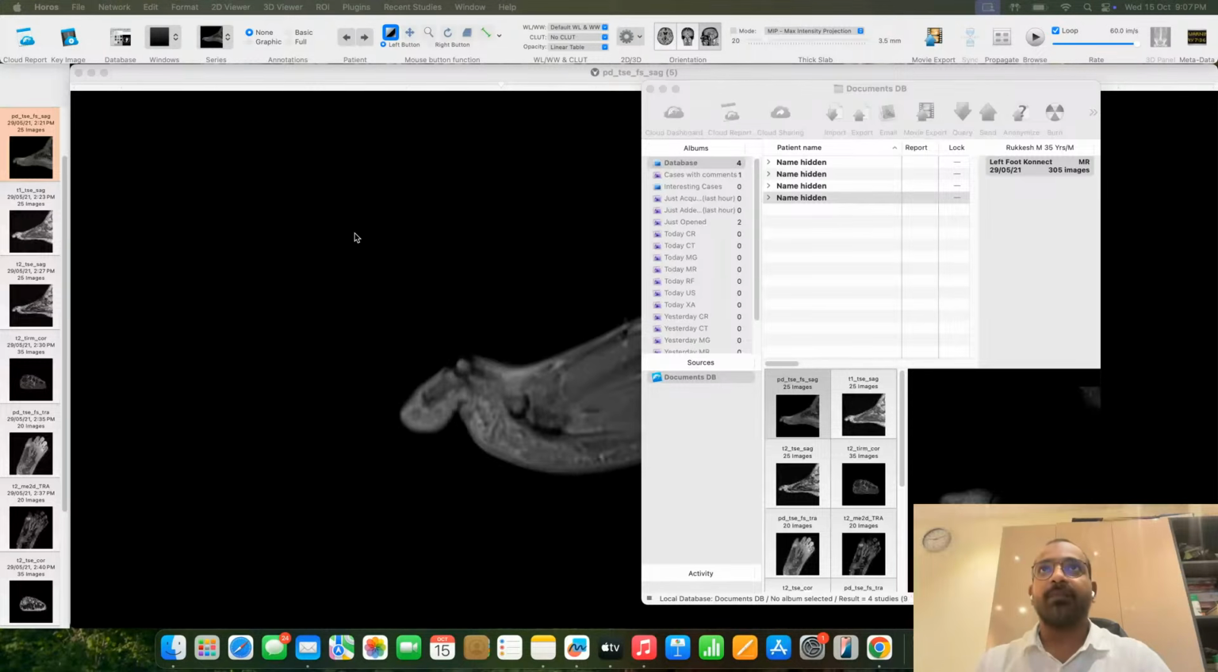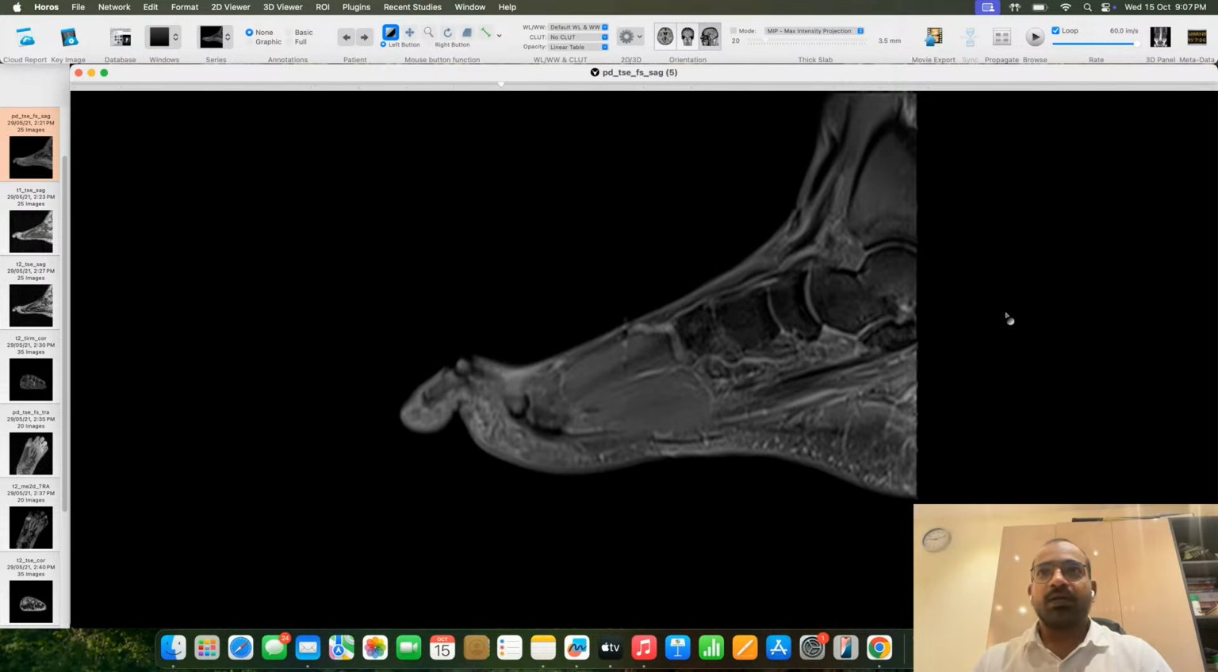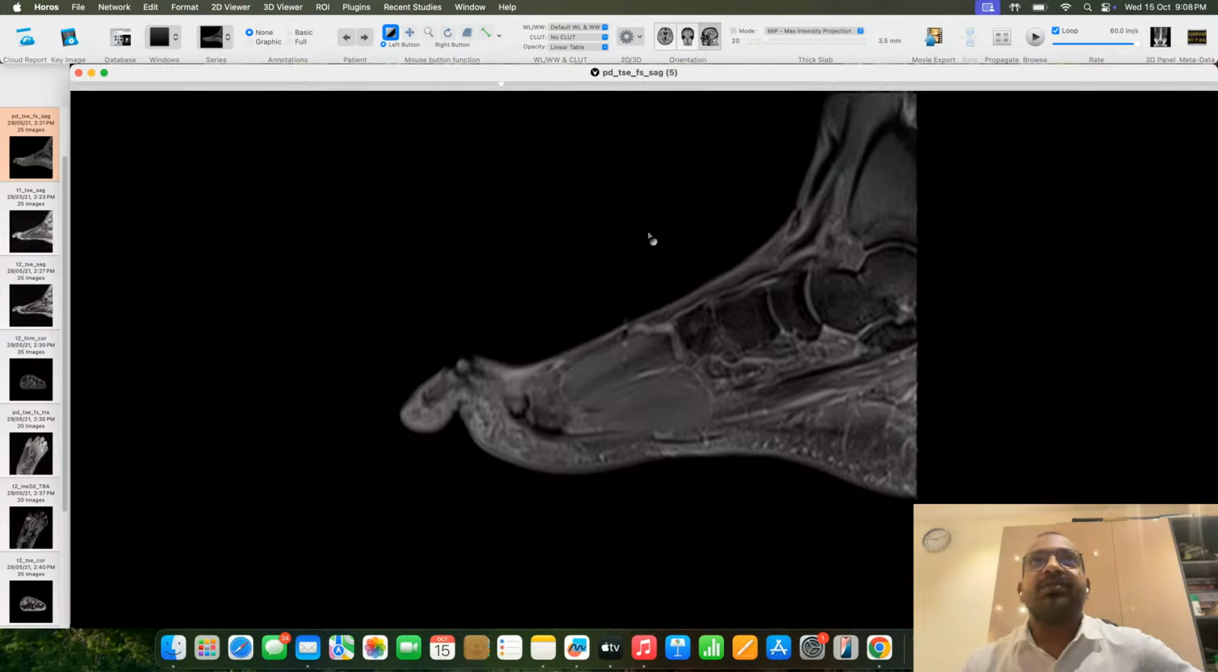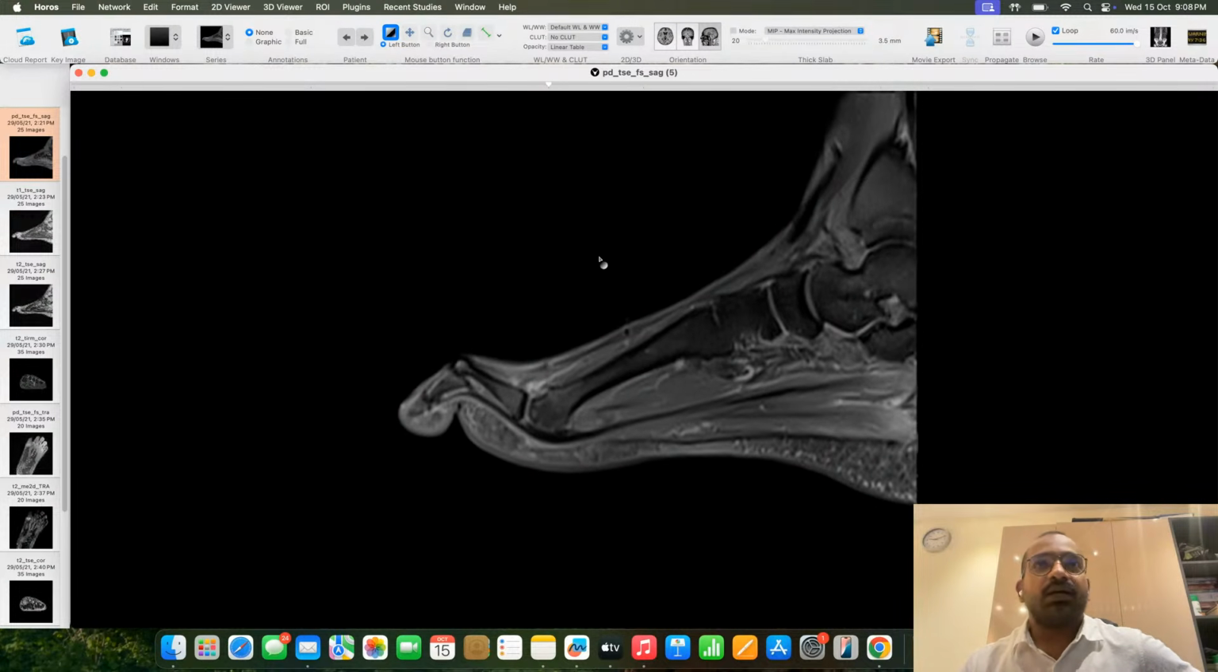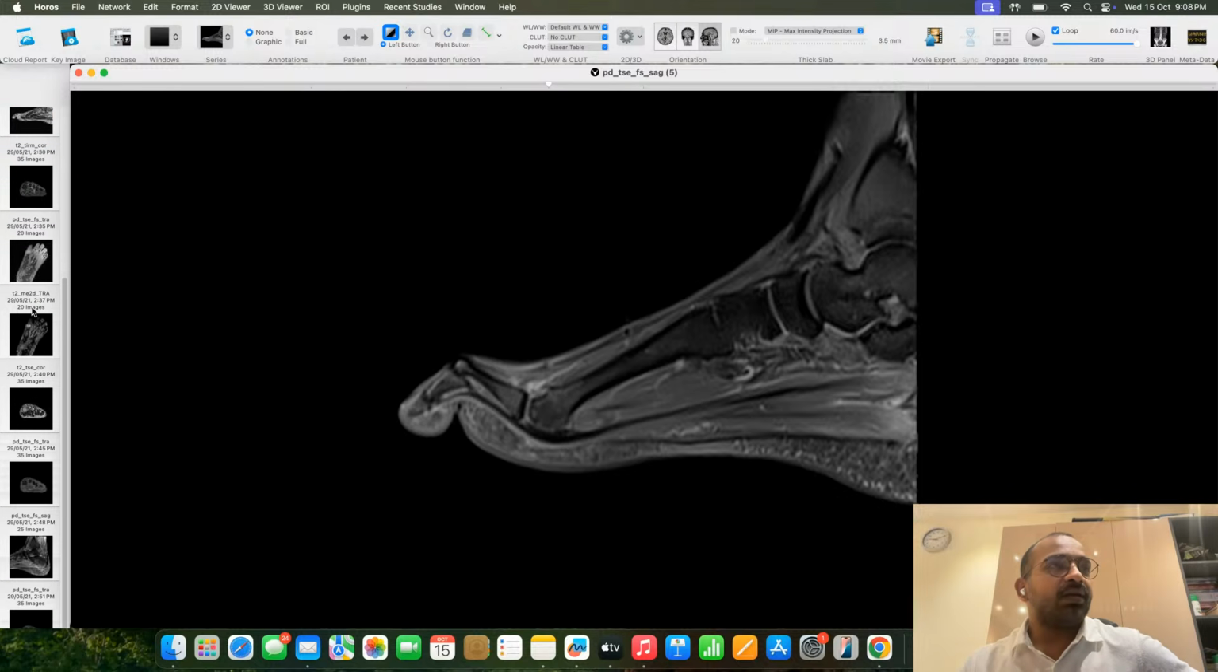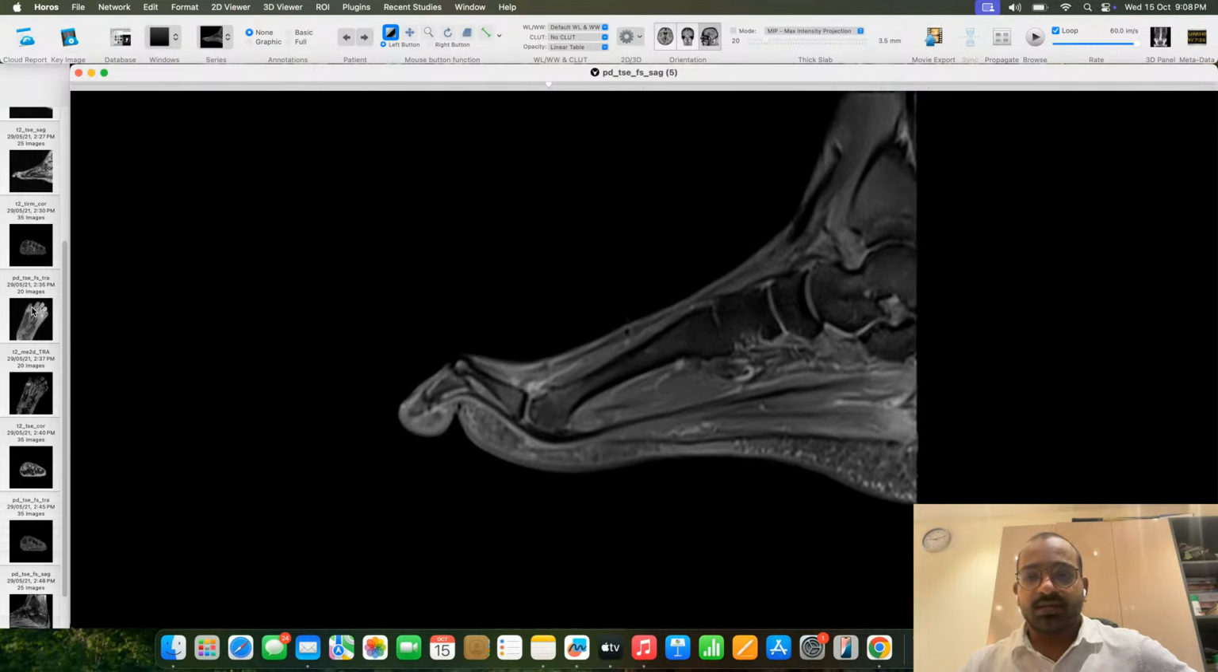So let us start today, and I wanted to show 3 to 4 cases. I'm just sharing my screen. We'll start with a very simple case. This is a patient of almost 45 years old and had complaint of pain in the region of ankle and plantar aspect. So in the plantar aspect of the foot, the patient had complaints of pain.